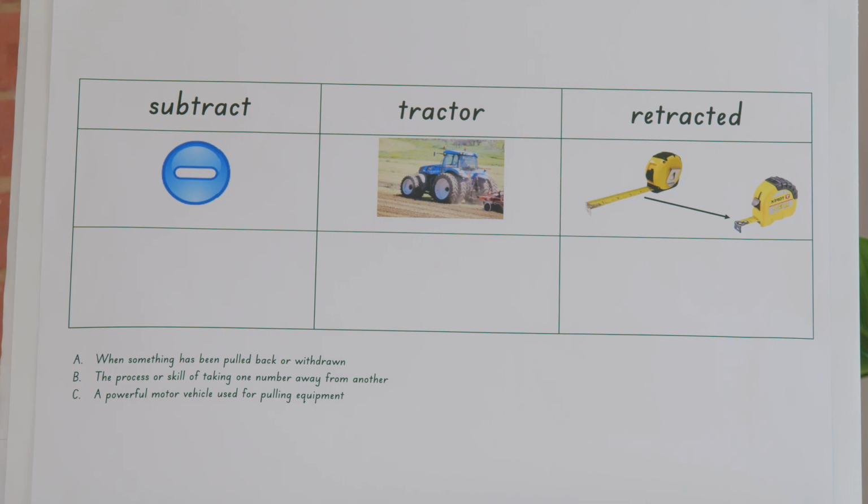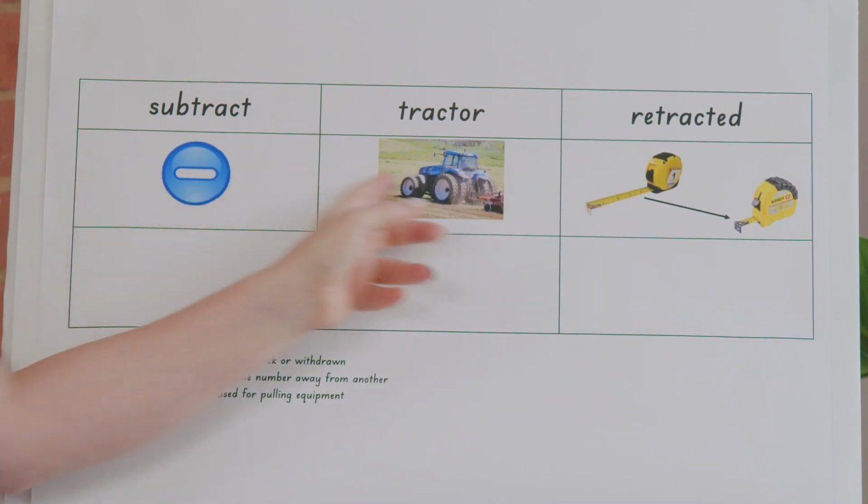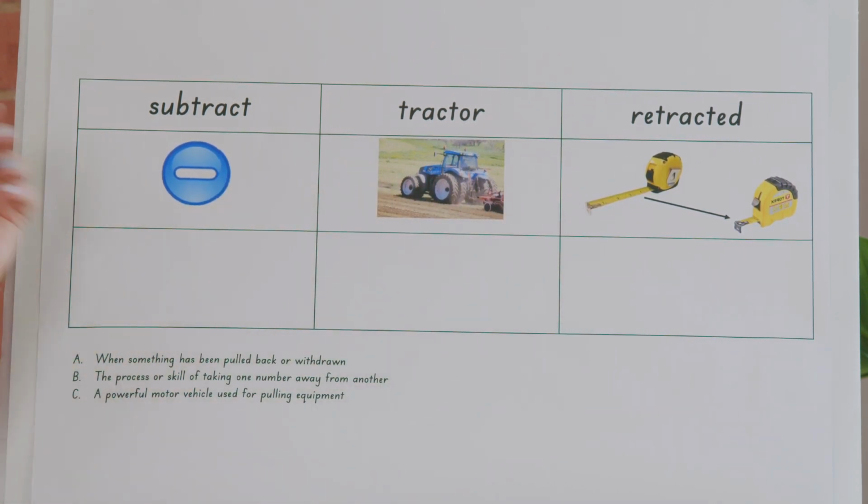C, a powerful motor vehicle used for pulling equipment. Which one of these is a motor vehicle used for pulling equipment? I think the pictures might help you there. Have you got your A, B and C written down next to the words? Which ones do you think they are?